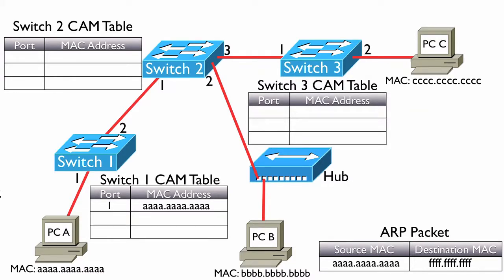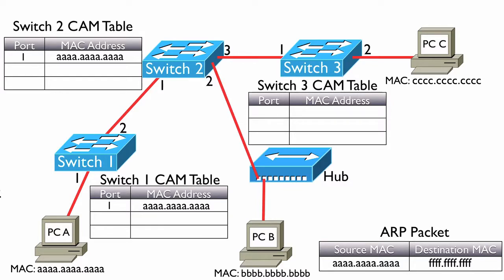So switch 1 floods that frame out of port 2, and it goes into switch 2, port 1. Switch 2 says, on port 1, I just saw this frame come in, and it had a source MAC address of all A's. And this is an important point. PCA is not directly attached to switch 2, but still it's available off of switch 2's port 1. That means that switch 2 wants to add to its CAM table that the all A's MAC address is available off of port 1. Sure, it's a switch hop away, but that's okay. It's still available off of port 1.